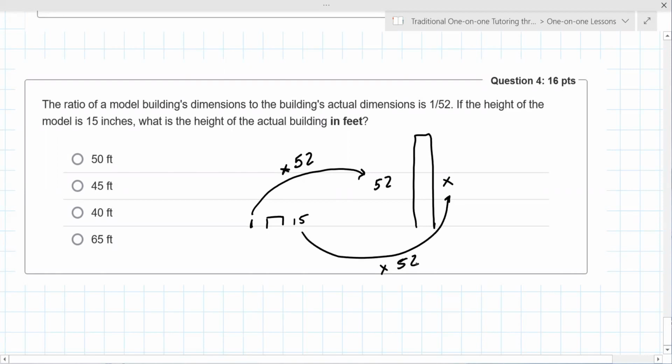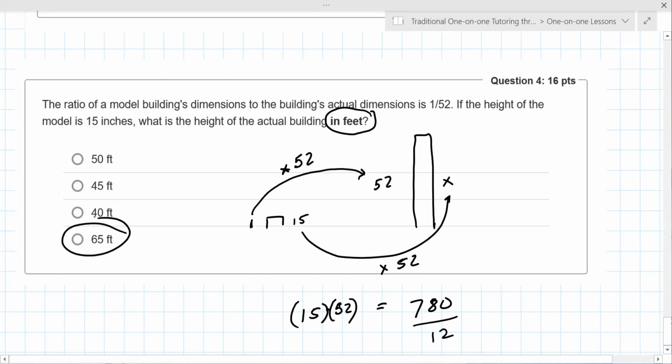So you got a calculator there. Take 15 and multiply it by 52. Tell me what you get. 780. So notice that answer isn't there because it wants it in feet. How many inches are in a foot? There's 12 inches in a foot, so let's divide that by 12. 65. Got it. Okay.